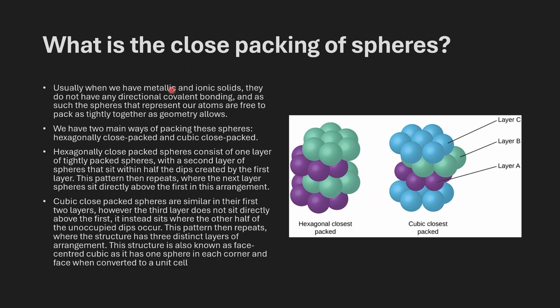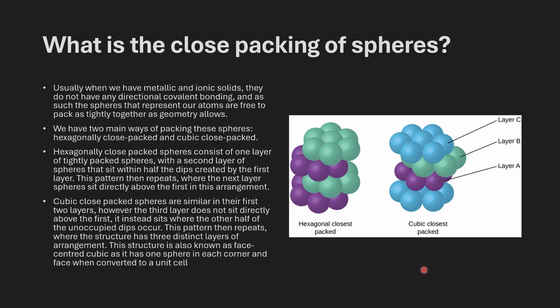What is the close packing of spheres? Well, usually when we have metallic and ionic solids, they do not have any directional covalent bonding, and as such, the spheres that represent our atoms are free to pack as tightly together as the geometry allows them to. We have two main ways of packing these spheres: hexagonally close packed and cubic close packed. Hexagonally close packed spheres consist of one layer of tightly packed spheres with a second layer of spheres that sit within the dips. As we can see here, they sit between the dip generated by the three spheres below it. And then this layer just repeats over and over in this AB pattern.